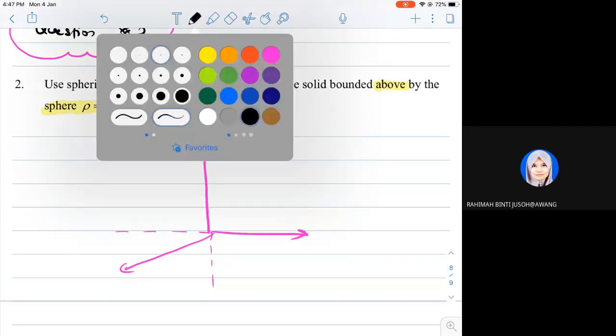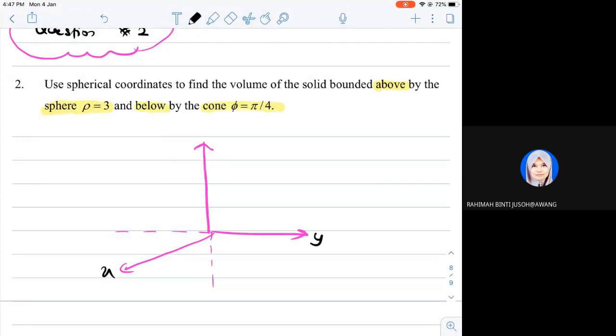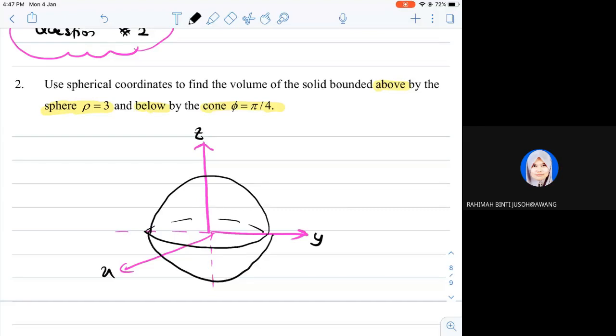Okay, step by step. First, we have a sphere. This sphere has radius 3, like this and like this. Next, we have a cone, phi equals to pi over 4. We know already the cone. Let's see, I use blue color. Okay, this is the cone.